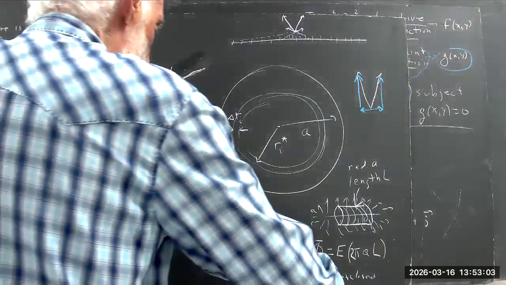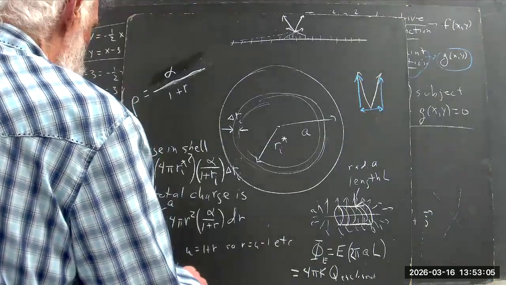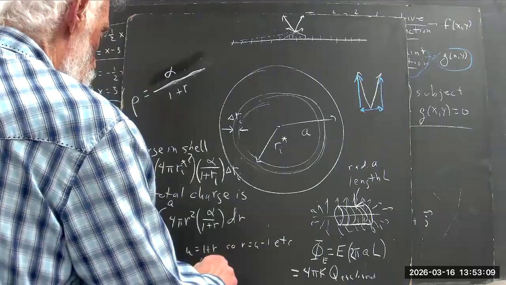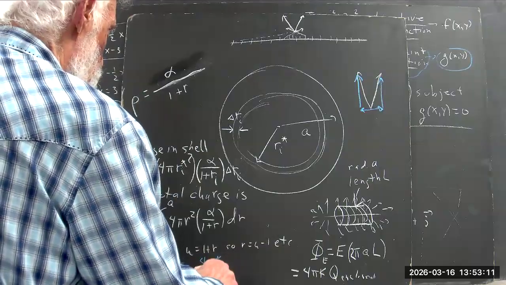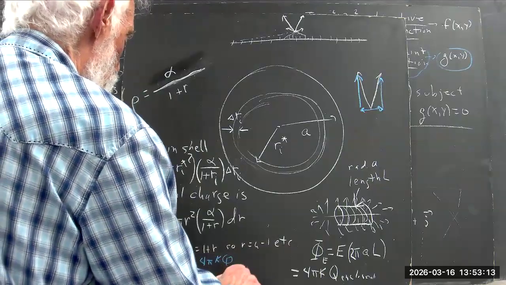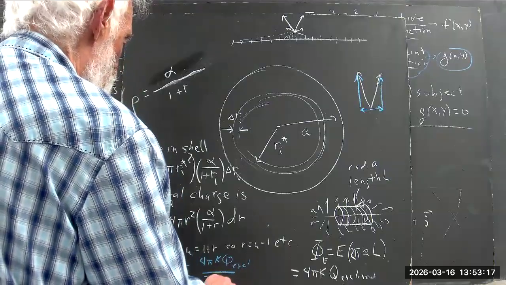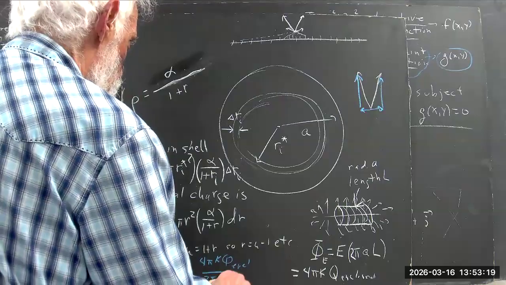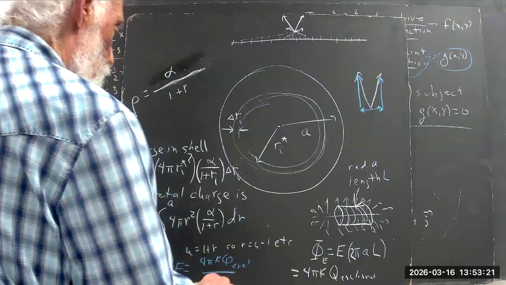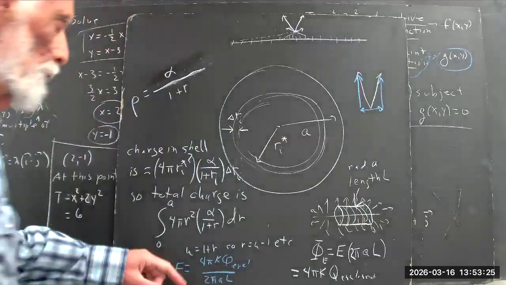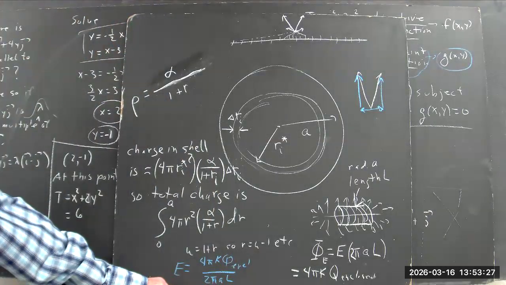And you get E equals 4 pi K Q enclosed over 2 pi a L. And there's more to it that you're going to see in the introductory problem sets.